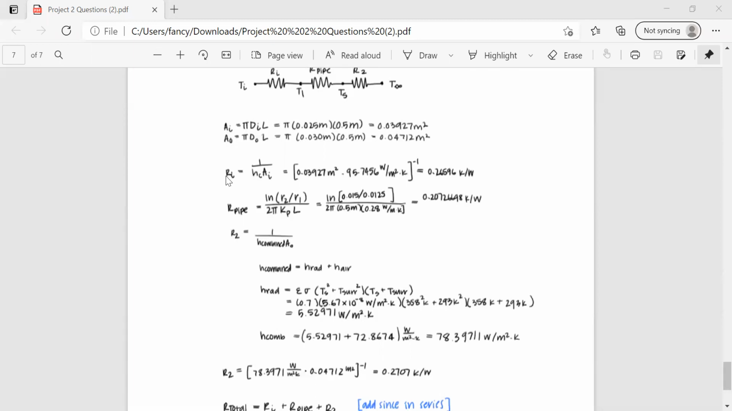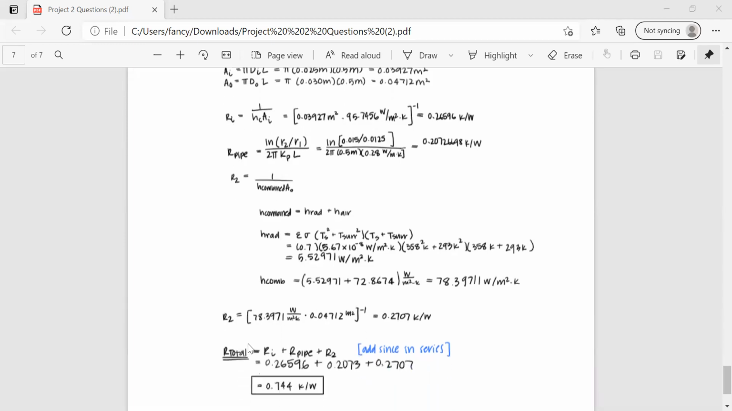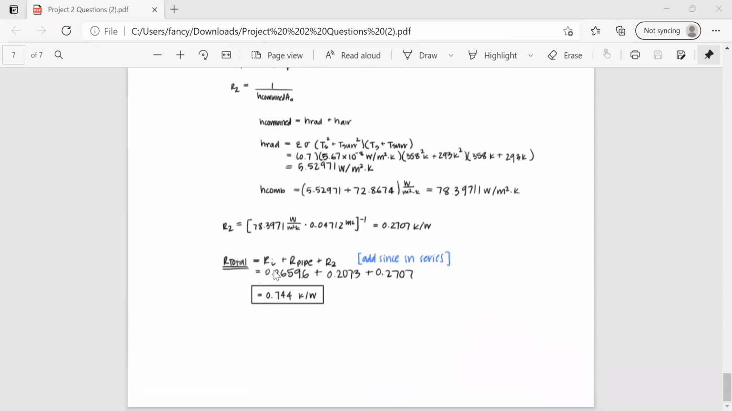And then you can find this Ri resistance, which is the convective resistance. And then the pipe uses the R cylinder equation, and R2 uses the combined heat transfer coefficient, which you have to solve for, which uses h rad and then the h air. And then you add those together and you find R2, which is also convection. And then the total resistances can just be added based on the individual ones, because they are in series. And so this is the total that you find.